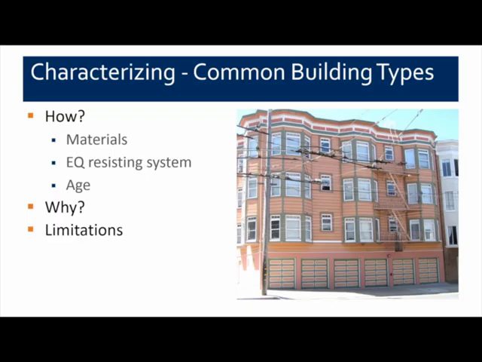If you talk to an engineer about the likely earthquake performance of a particular building, chances are very high that engineer would start talking to you about the type of building and characterizing the building. They might be talking about the materials of construction, about what the earthquake resisting system is, about the age of the building. And for example, the building you see on the right-hand side here is of multi-story wood frame construction. It has an earthquake resisting system that's likely shear walls. And this one is in 1920s era original construction.